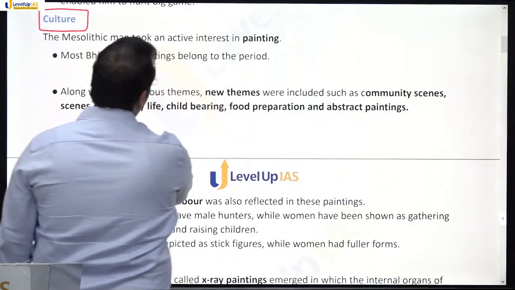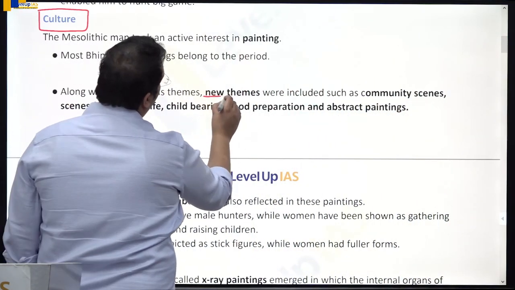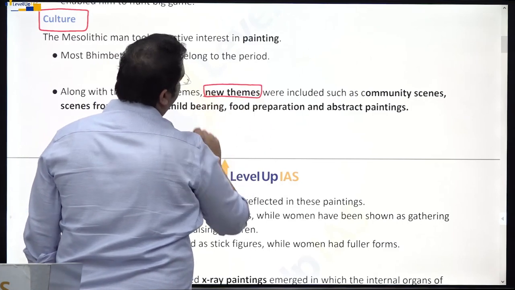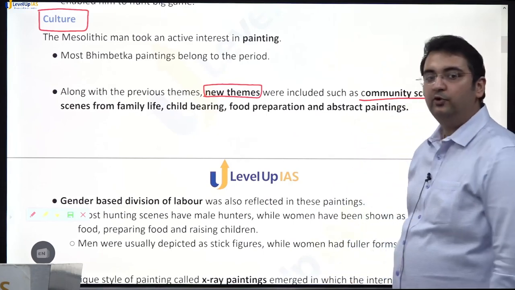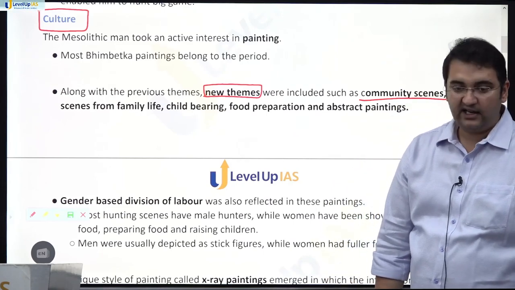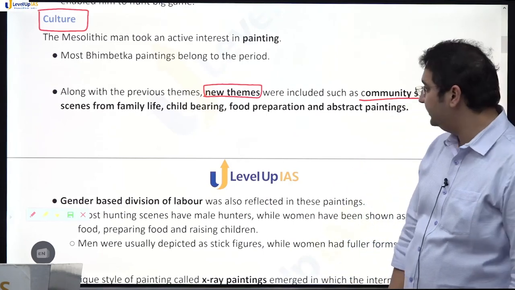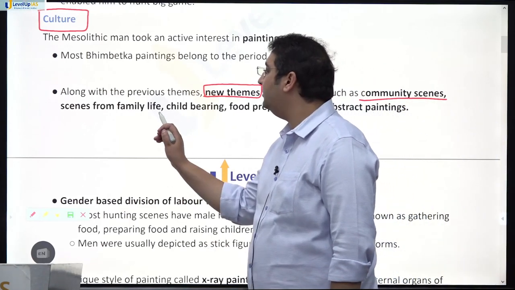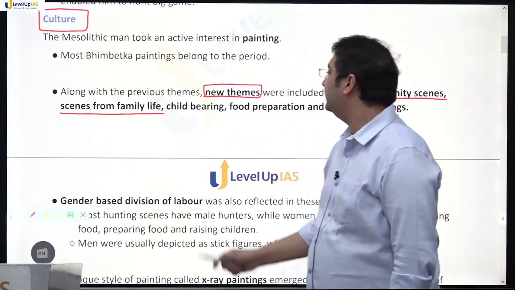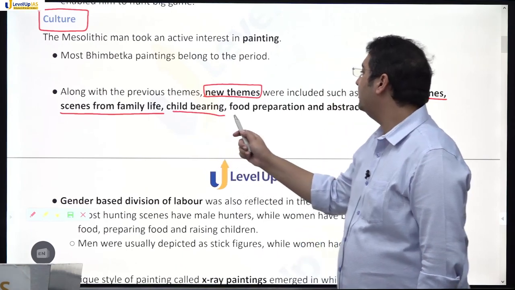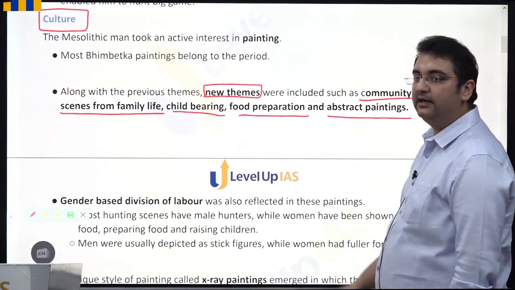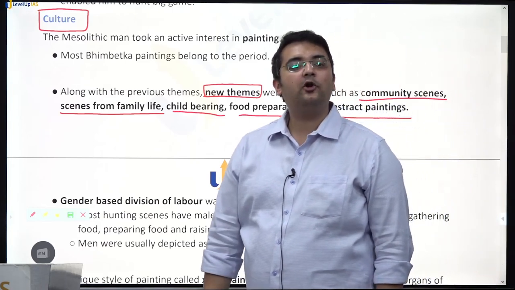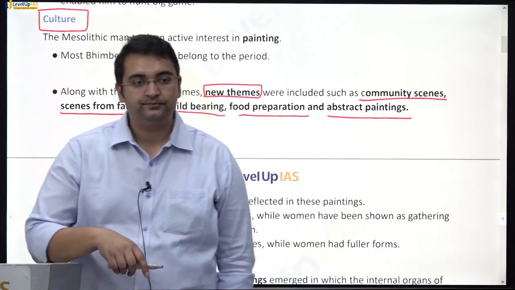Now, along with the previous themes, new themes also appeared. जैसे कि community scenes. अब वो झिंगा लाला वाले scenes emerge होने लग जाएंगे. Right? Scenes from family life, child bearing, food preparation and abstract paintings. What does all of this indicate?